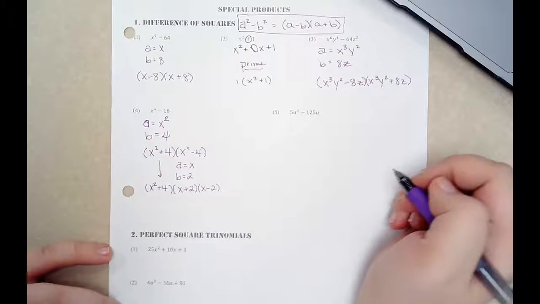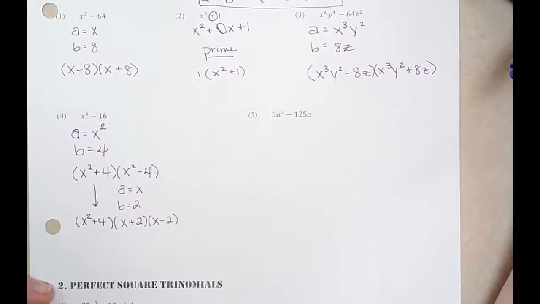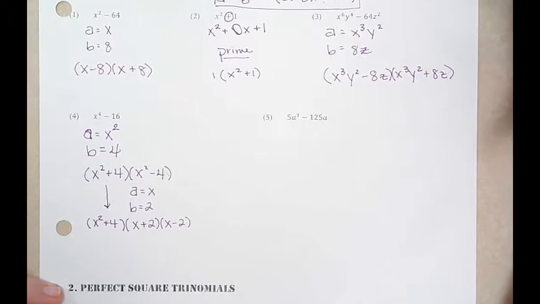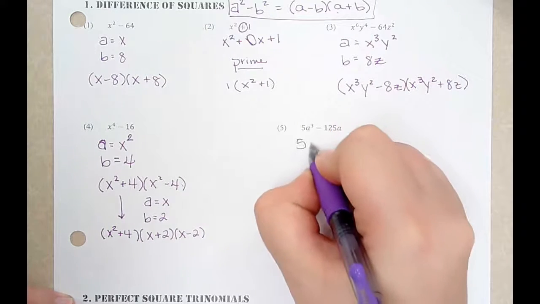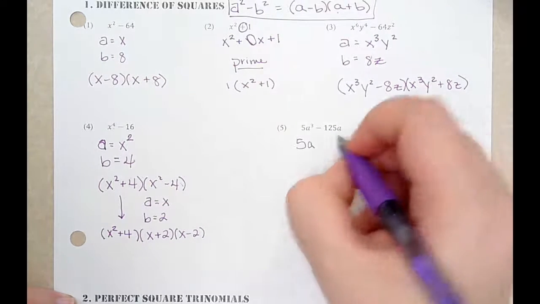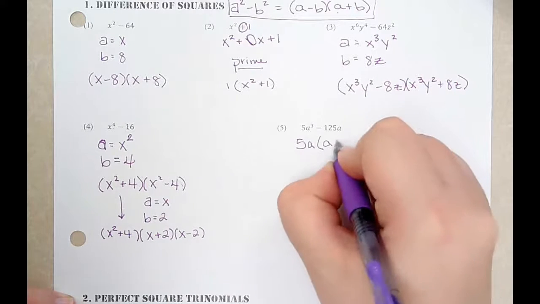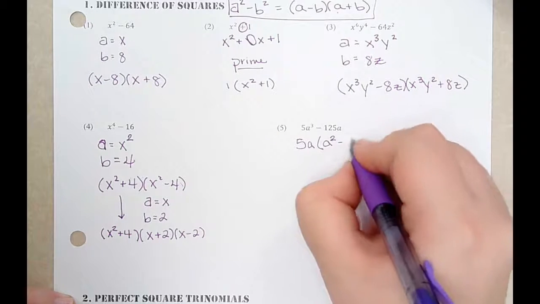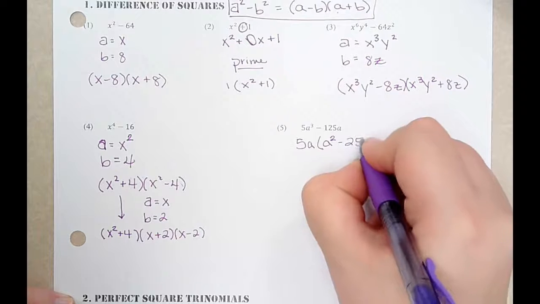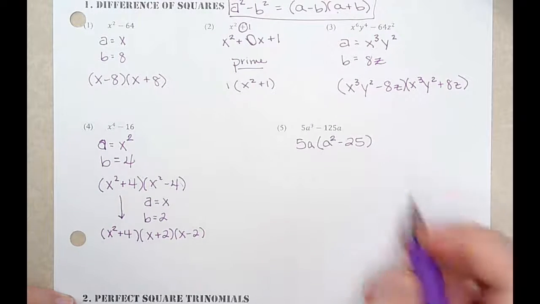Alright, last one for difference of squares. Notice, this is not in a difference of squares form we're used to or that we like. So what we have to do here before we actually start factoring with a difference of squares is pull out the GCF, the greatest common factor. Between these two, it is 5a, but you'll notice once I pull that 5a out, I'm left with a squared minus 25.